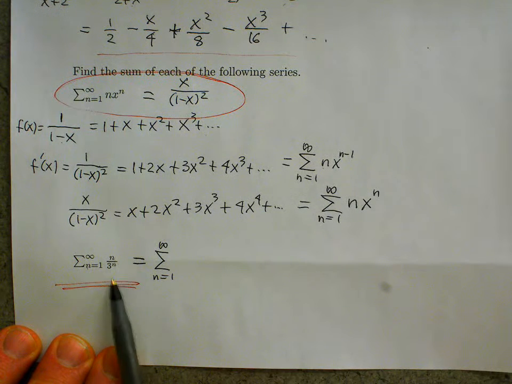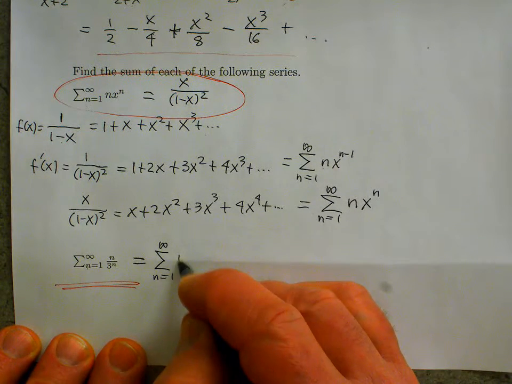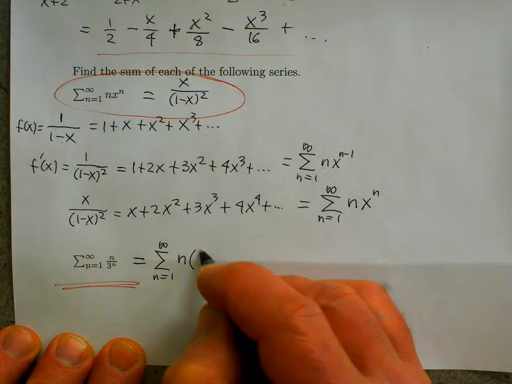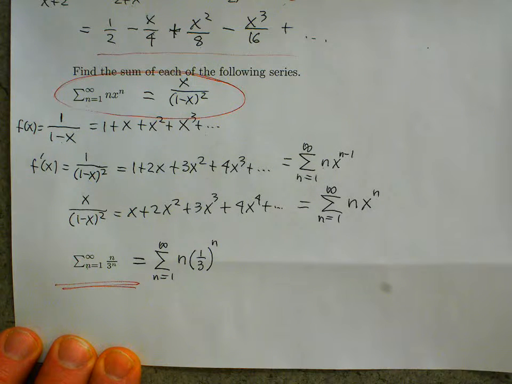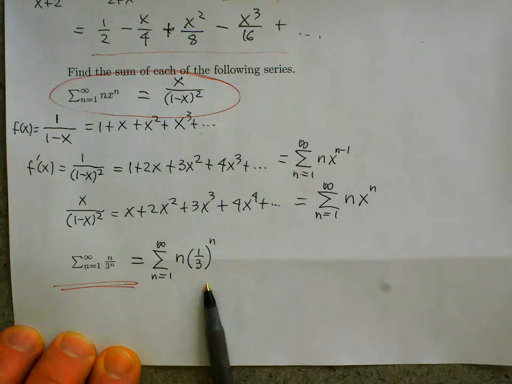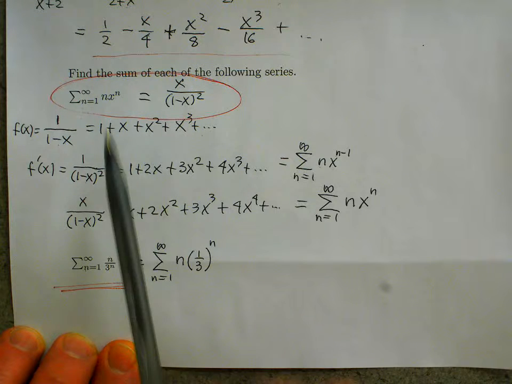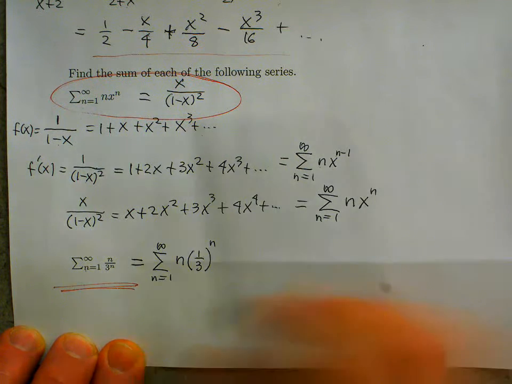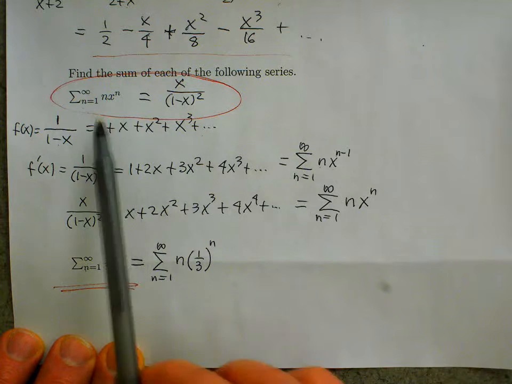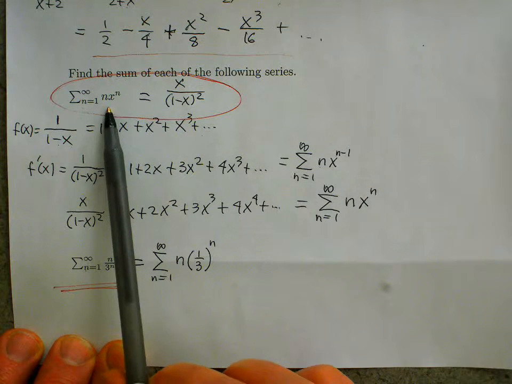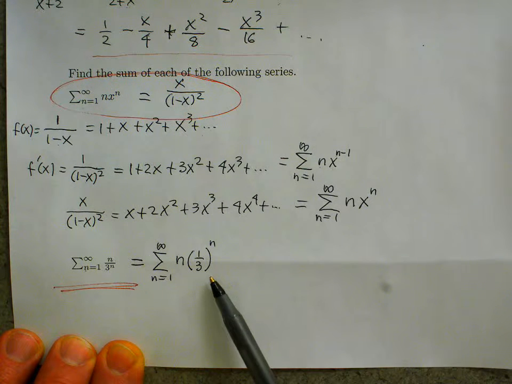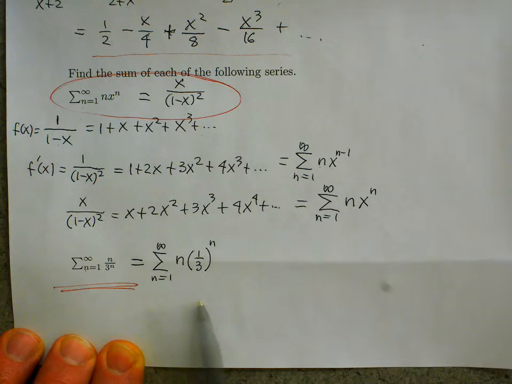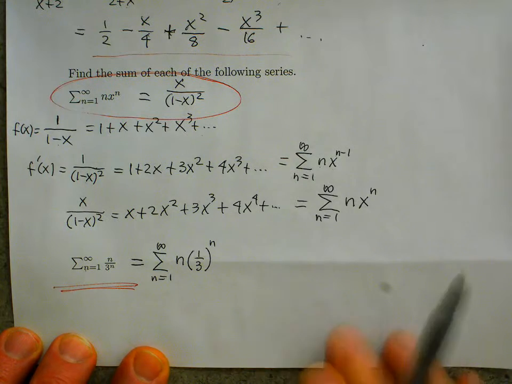So n over 3 to the n is equivalent to n times the fraction 1/3 to the n. And then you can use the solution function from the previous problem. Yeah, so this power series is a function of x. And so when we evaluate this power series at x equals 1/3, we get a numerical value for this power series.